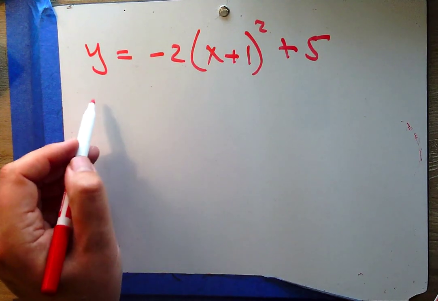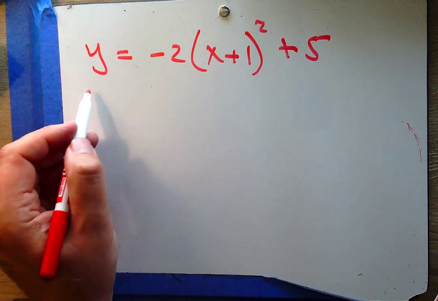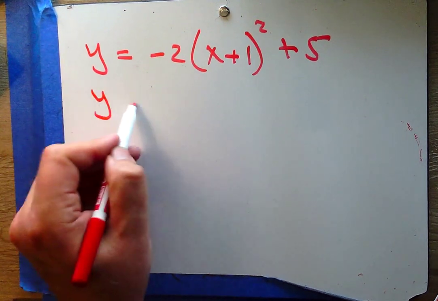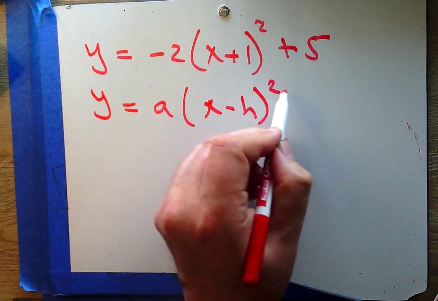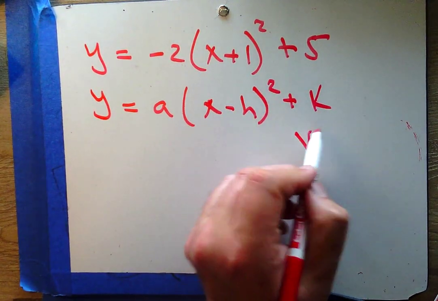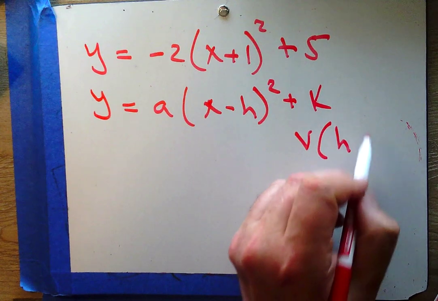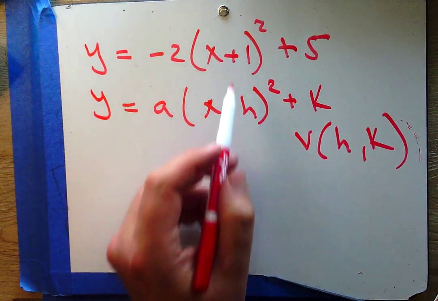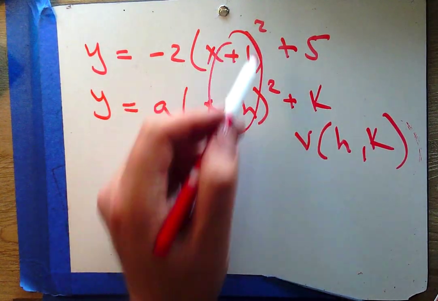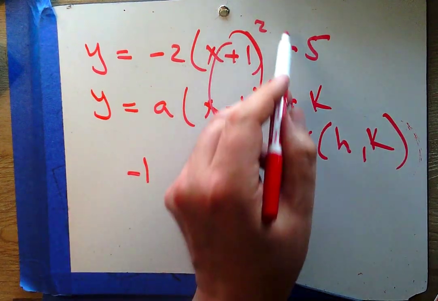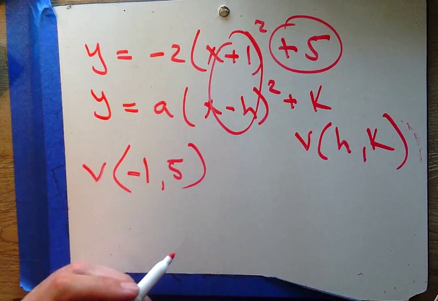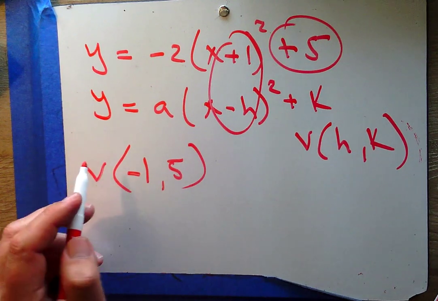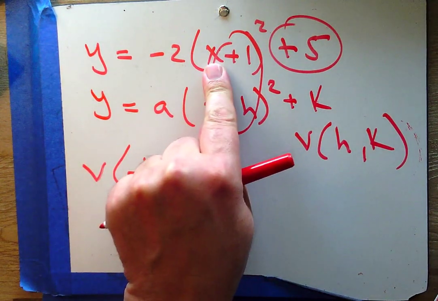You could also remember that this was vertex or standard form. Remember vertex or standard form with x minus h squared plus k, where the vertex is located at (h, k). So I see our vertex here, inside is opposite land, is negative 1, and there's our y value, positive 5. We have the vertex. To find the y-intercept, I have to plug in a 0 for x.